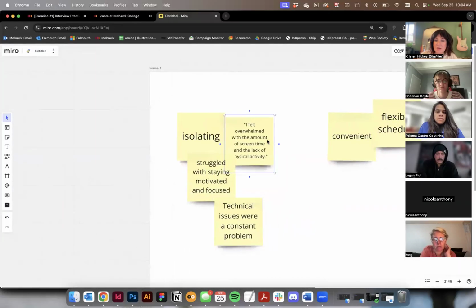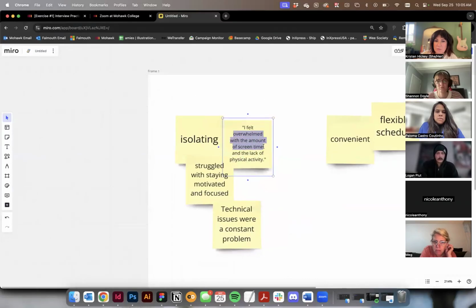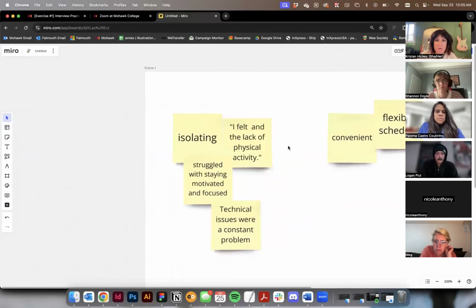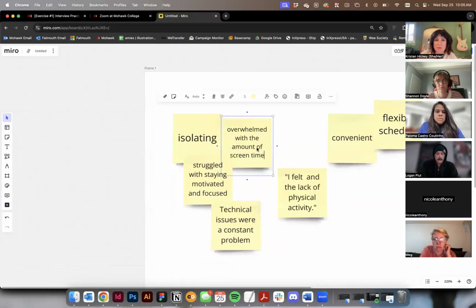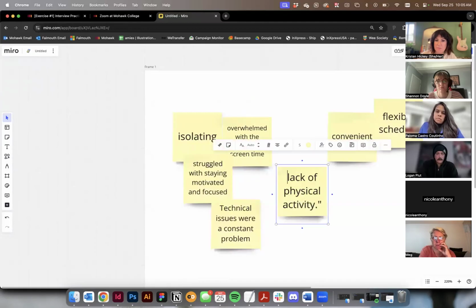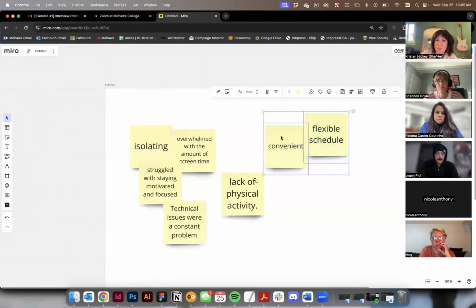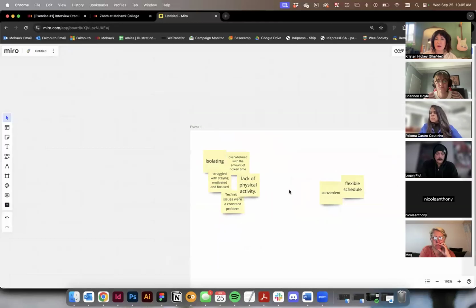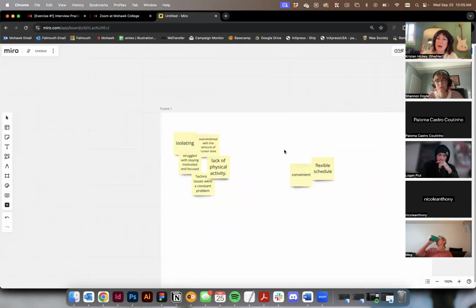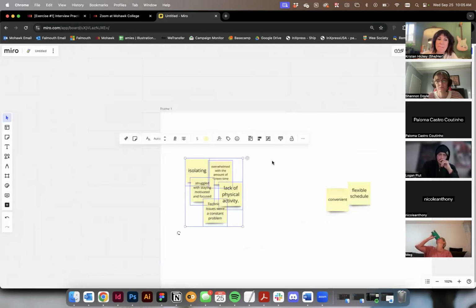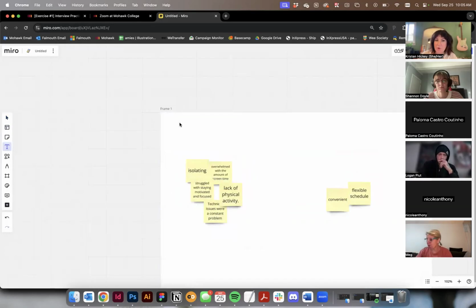So we start to see, I could potentially break this one up into two: overwhelming amount of screen time, and a lack of physical activity. I know it came from one person, but there are technically 2 points there. So you could put these together. Now what we're doing is starting to theme, group and categorize our data points. As we start to do this, we then start to give them a name. So we can actually call this pain points.